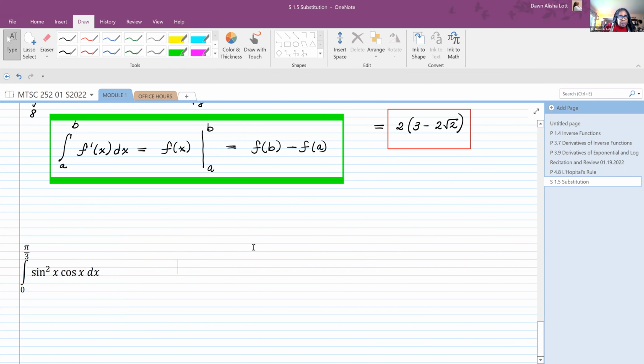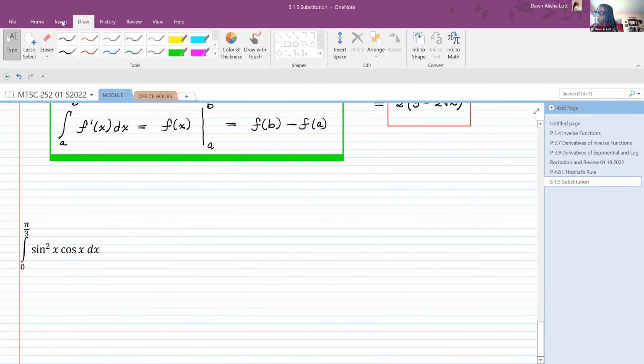This one's a little tricky, not too bad, actually. All right, so I'm going to rewrite this. Well, actually, we can see u here is the sine of x, and it gets squared. Its derivative du is the cosine of x dx. How nice is that? So du pops out right away. There's du, cosine x dx.